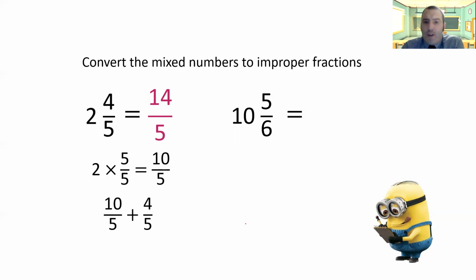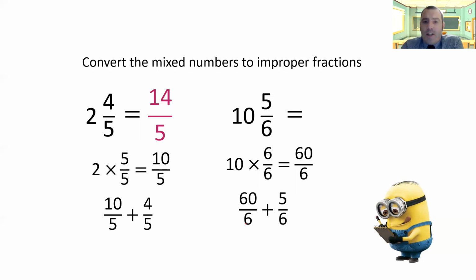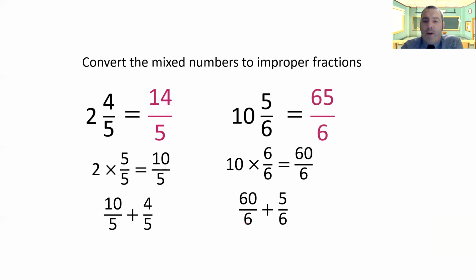10 and 5/6, well, it's 10 times 6/6. So again, remembering we multiply the numerator, not the denominator. So we end up with 66. We've got 5/6 we need to add on as well. So 66 plus 5/6 gives us 65/6.